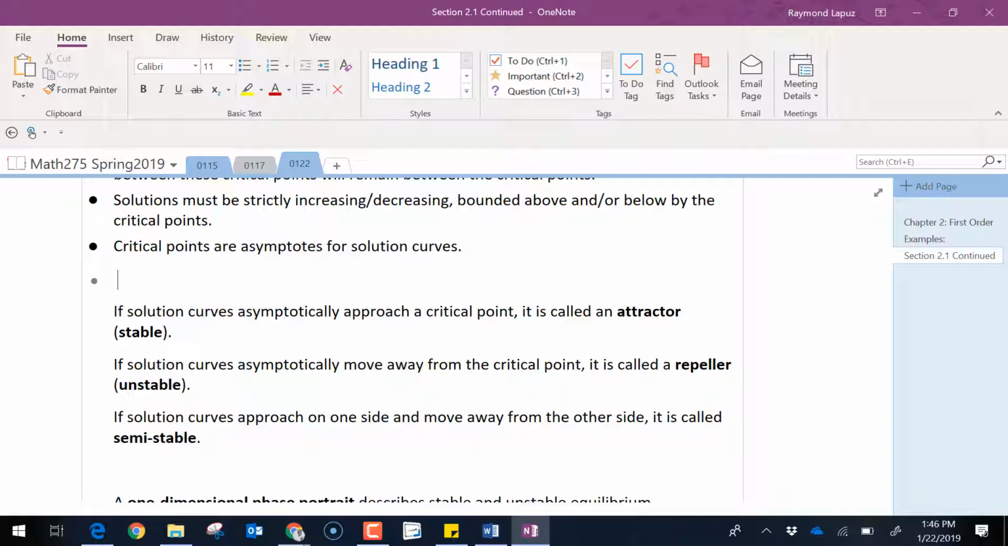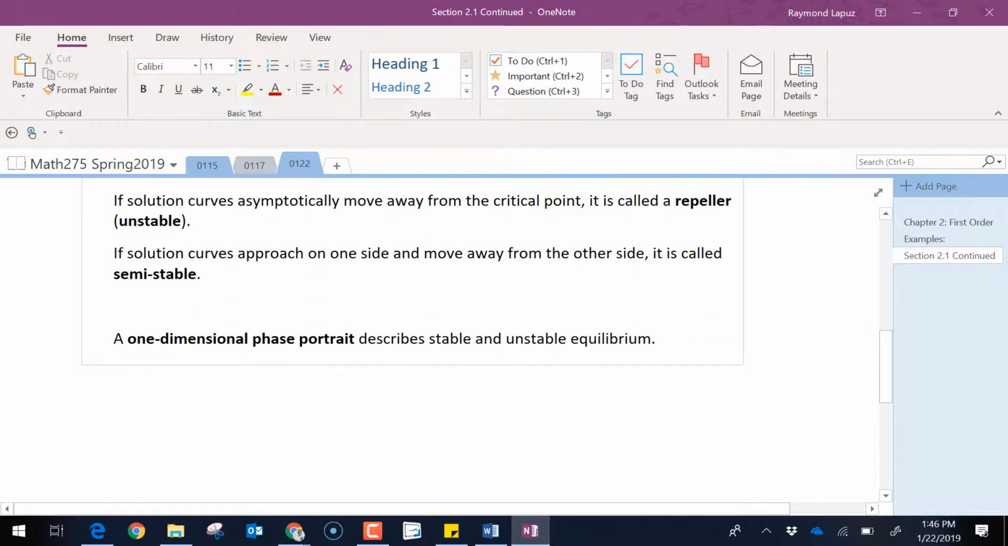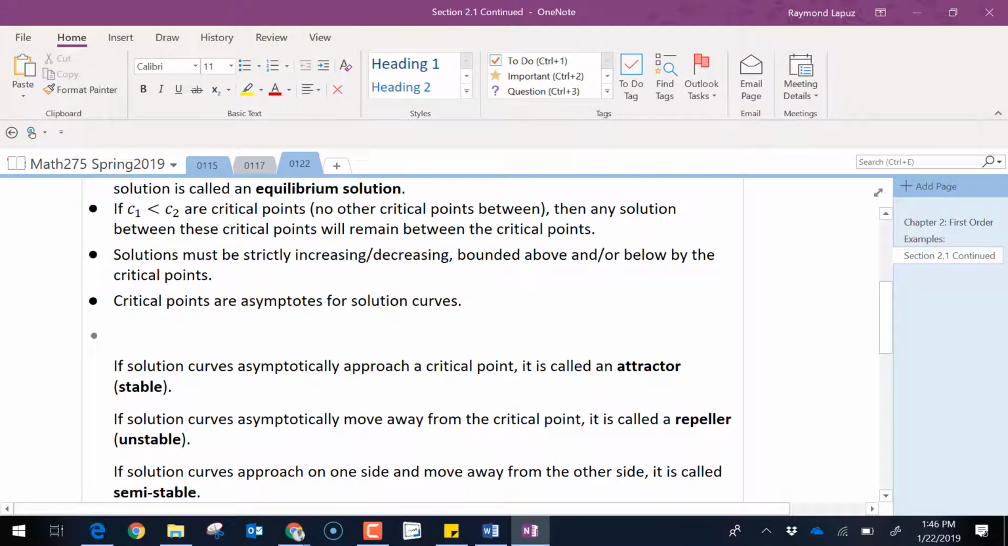If the asymptote from left to right, if the curves are going away from the asymptote, then it's called a repeller, or it's unstable. And then if from the top it goes down, or in the bottom it goes down, or some combination like that, then it's called semi-stable. Yeah, that means it's going in the same direction. They're both strictly increasing or strictly decreasing.